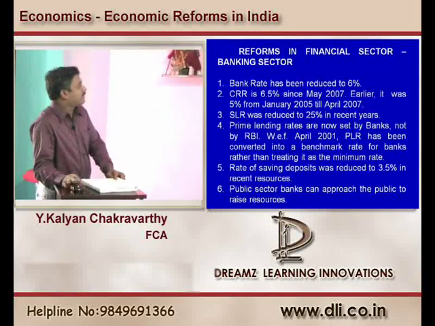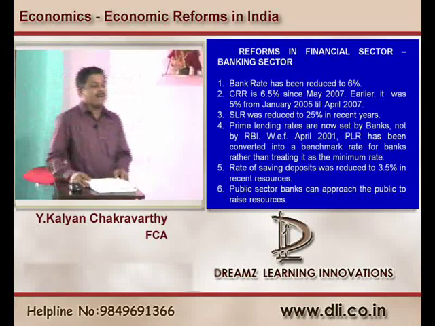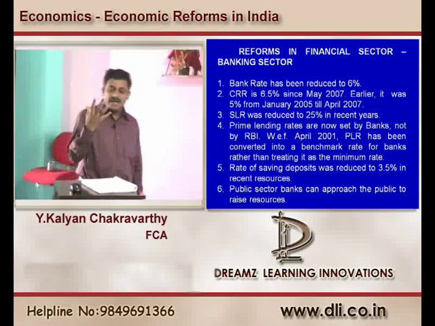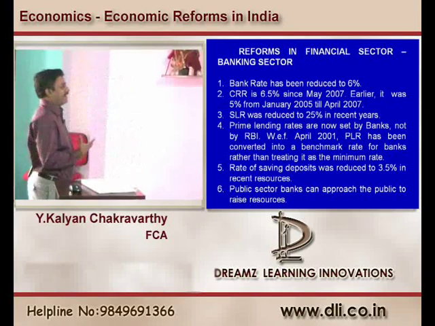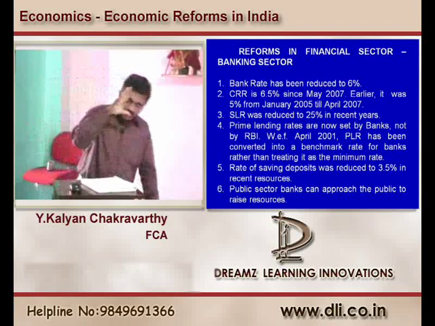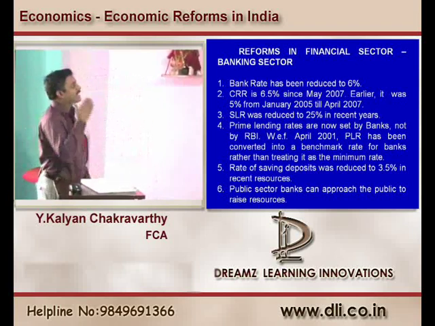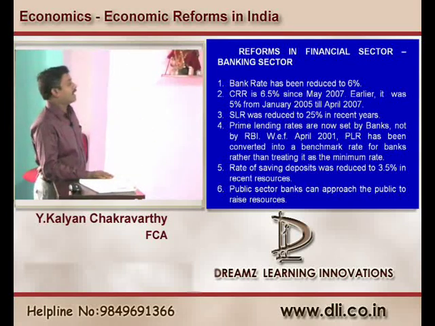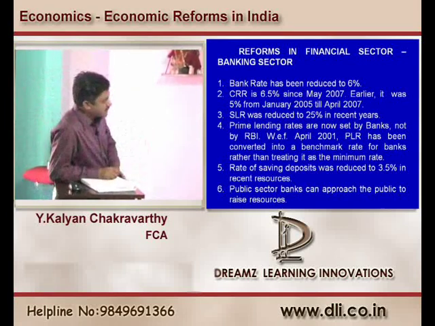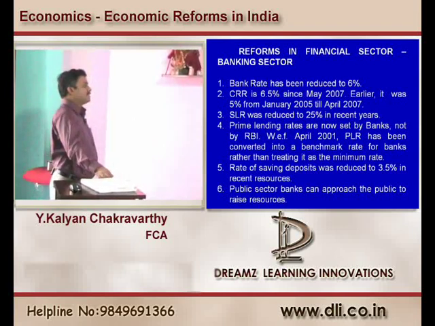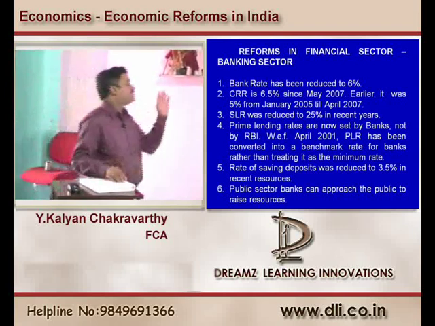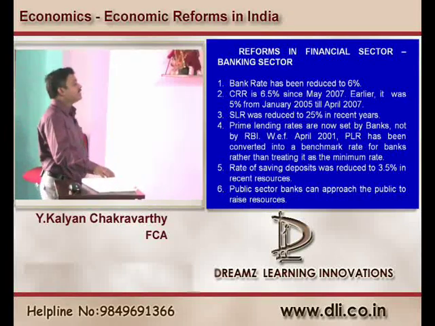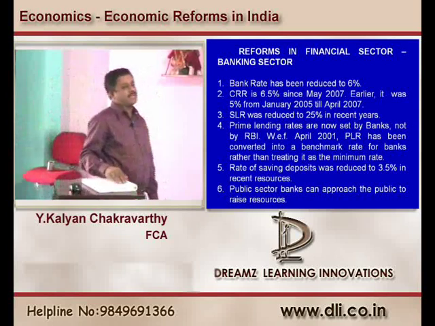Then we will study, friends, reforms in the financial sector, in the banking sector, what sort of reforms were brought to see that we improve economically. One is, to control inflation, the bank rate has been reduced to 6%, and CRR, cash reserve ratio, is 6.5% since May 2007. Earlier it was 5% from January 2005 till April 2007, and the statutory liquidity ratio was reduced to 25% in recent years.